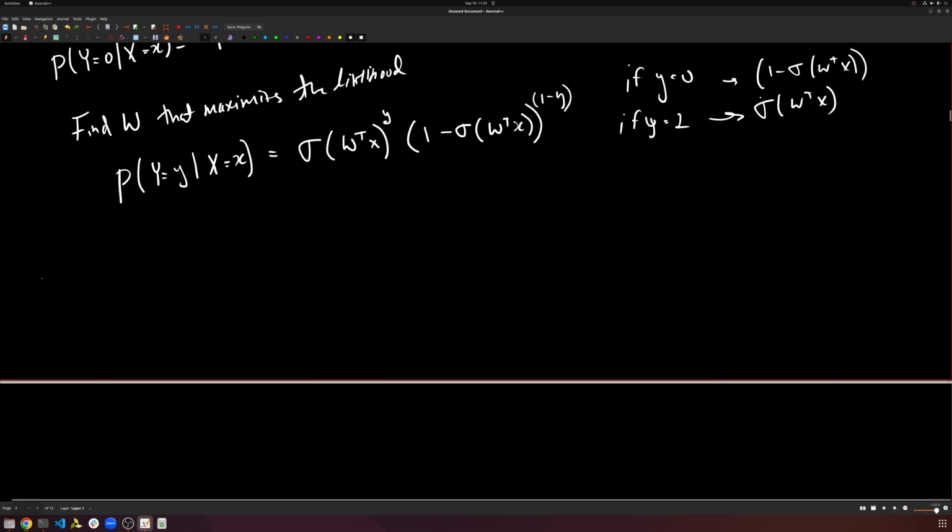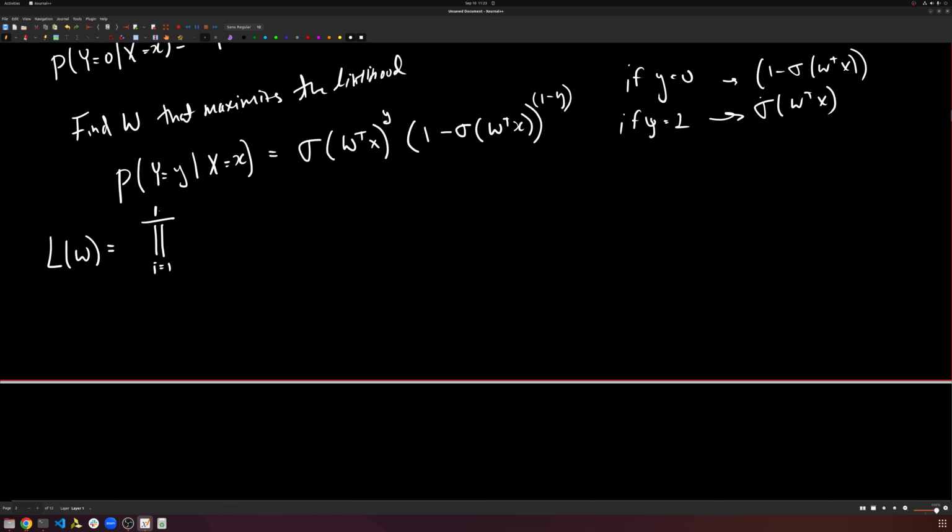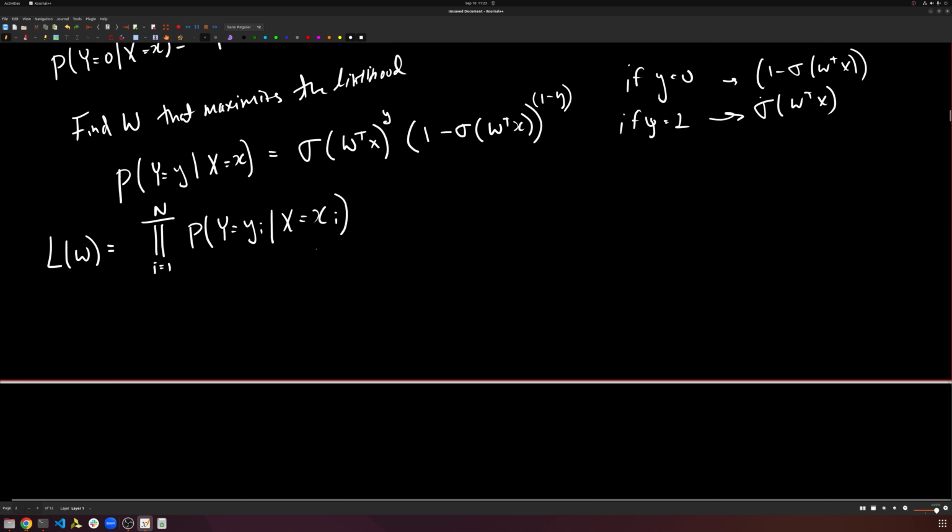So the likelihood of the data can then be written as the likelihood of w is going to be the product of i equals 1 to n for the n samples in our data, probability of y equals yi given x equals xi. Right, so what are we doing here? Basically, we're going to loop through all of the samples, compute the probability of each sample given the current w that we have, multiply them, and then see what the overall product is. And our goal is to optimize w so we can maximize, right?